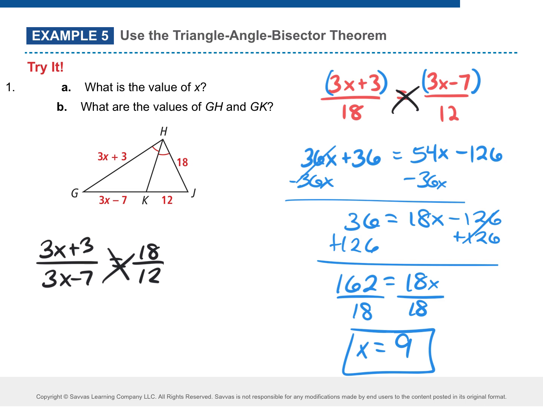Part B, it wants to know what are the values of GH and GK. Right. GH, if I plug 9 into here, what's 9 times 3? 27 plus 3? 30. So GH is 30. GK, if I plug that in, what's 3 times 9? 27 minus 7?